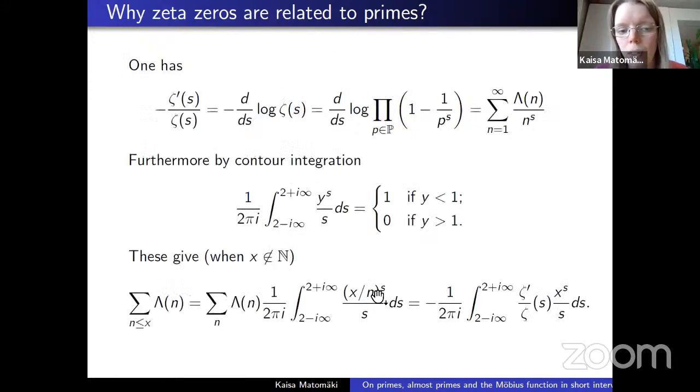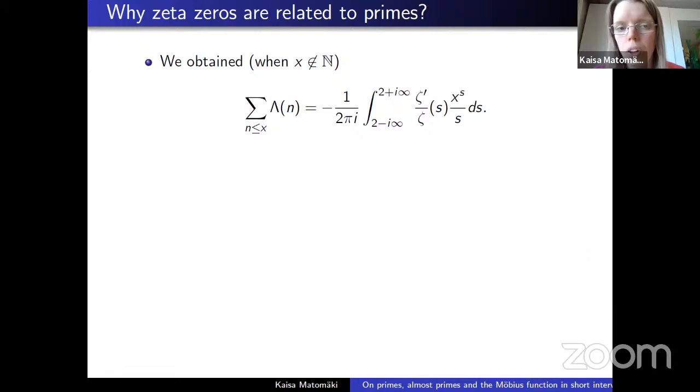Then changing the order of summation and integration, we end up having this Dirichlet series involving the von Mangoldt function. So we managed to relate the number of primes up to x with an integral of zeta prime over zeta. So this is what we got.